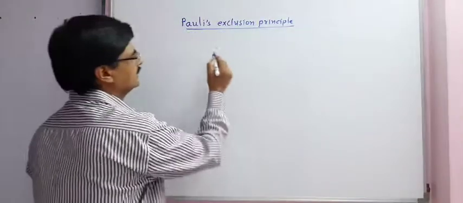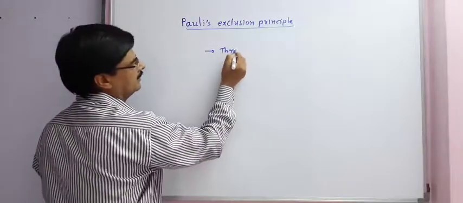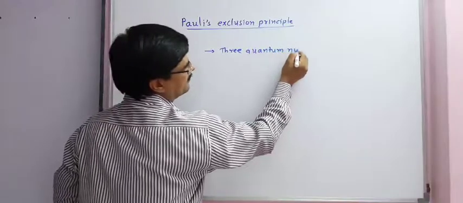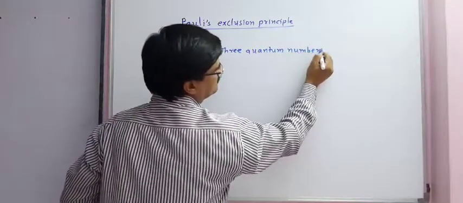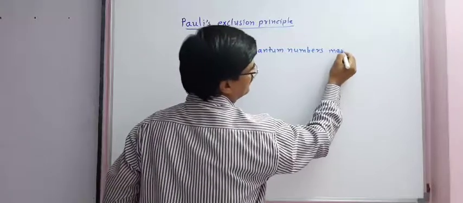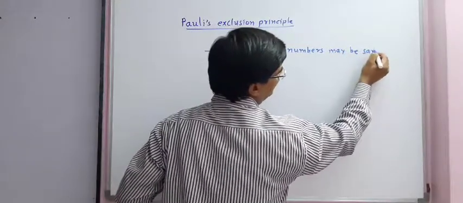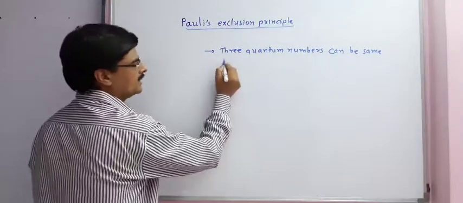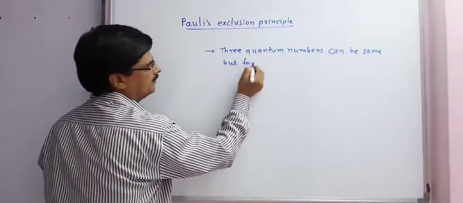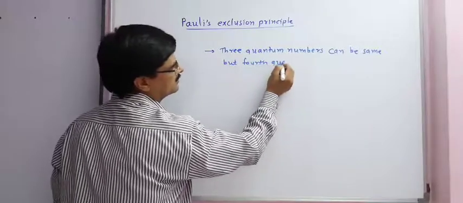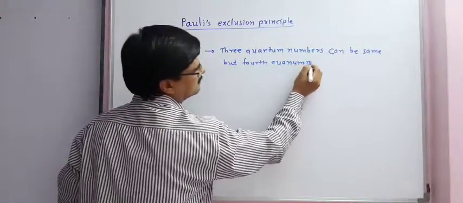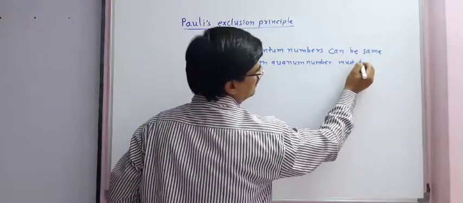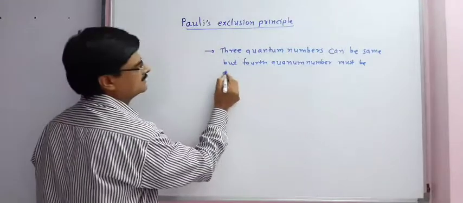we can say 3 quantum numbers can be same or may be same, but the 4th quantum number must be different.